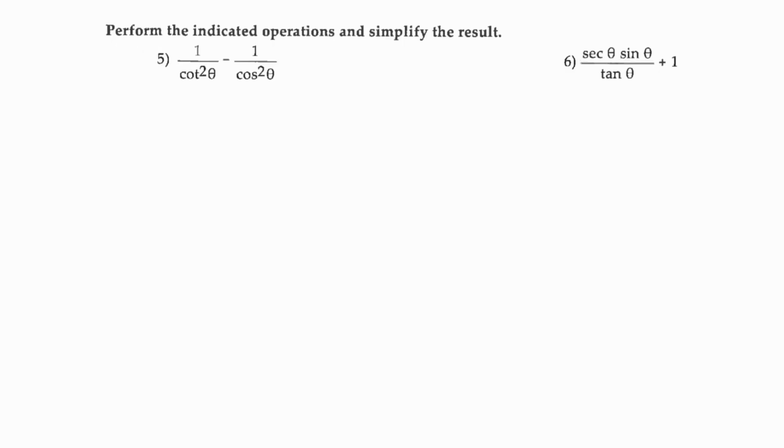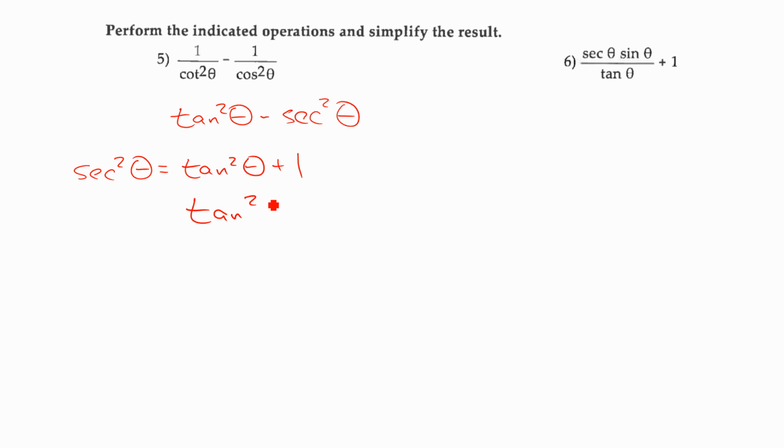Okay, indicated operations. Let's flip this over. The flip of cotangent is tangent squared minus the flip of cosine is secant squared. And we know that secant squared, from our Pythagorean formulas, is equal to tan squared plus 1. So this will be tan squared theta minus, use substitution, tan squared theta plus 1. So these will cancel out, and we're going to minus 1 to get negative 1.